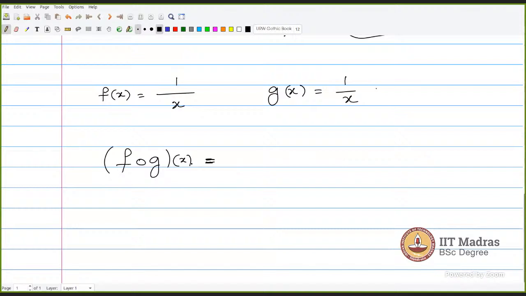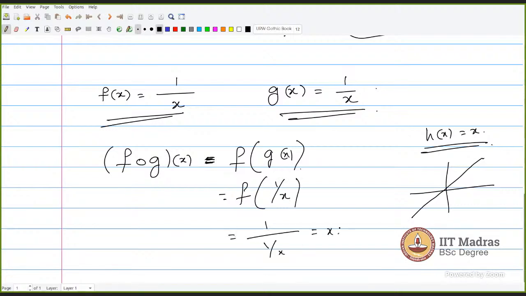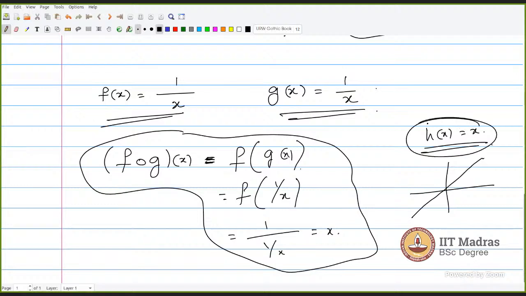See, now you will know. There is a function h of x which is x. This is a straight line, pretty easy. Even if I say f of x is 1 by x and g of x is 1 by x, if you compute f of g of x, this is f of 1 by x, and this is 1 by x inverted, which is x. So what is the difference between this particular function and that function? Not much, it is the same.